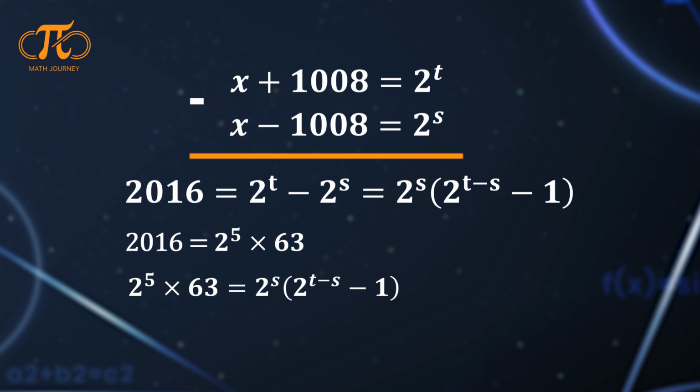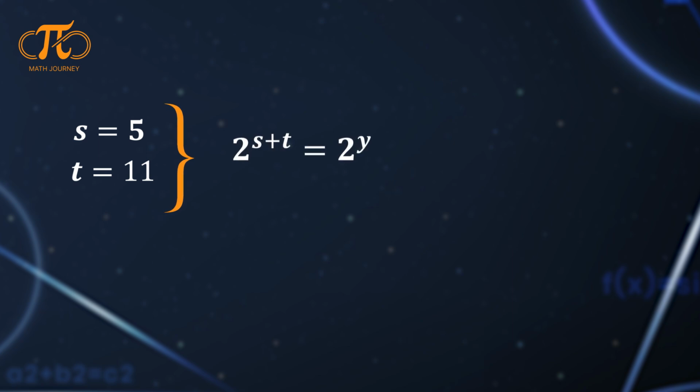Let's solve for s and t. So we have s equals 5. And t minus s equals 6, giving us t equals 11. Now that we know s equals 5 and t equals 11, we can find y. Since y equals s plus t, this means y equals 16.